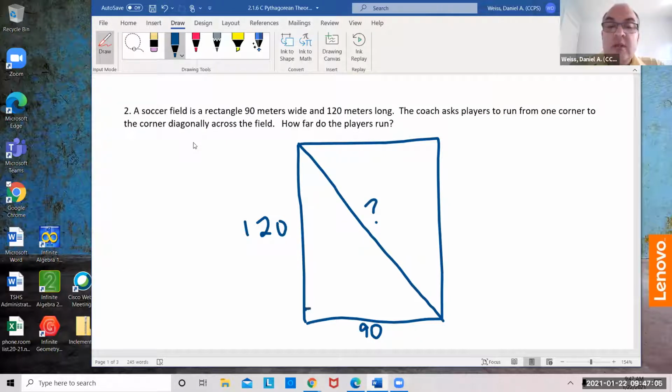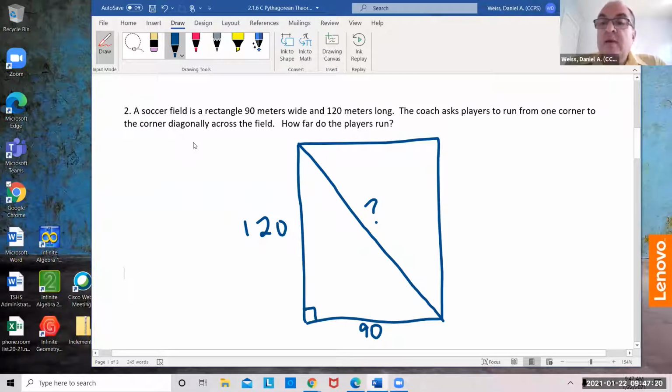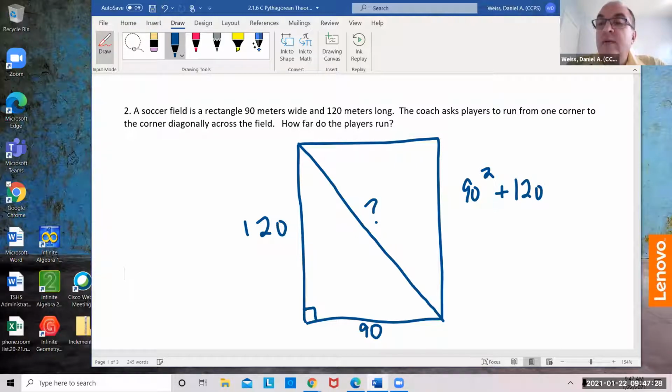Since we're looking for that diagonal, that's a right triangle. We're looking for the hypotenuse, so that's c squared, or that's c. So we're looking for c, so we're going to do 90 squared plus 120 squared equals c squared.